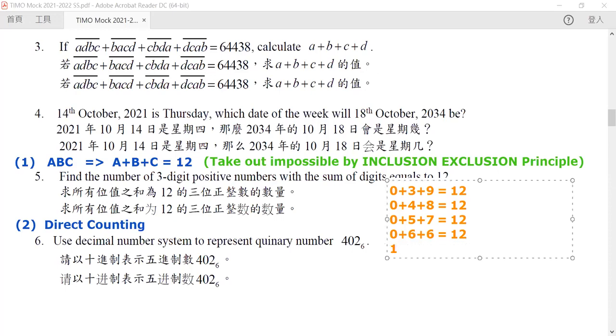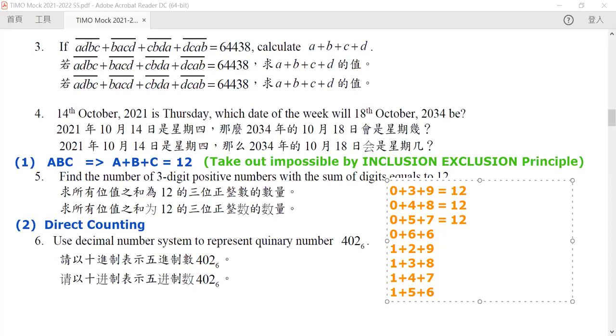Now if the first digit is equal to 1, it will be 1 plus 2 plus 9, and then I just skip the equals 12 because, as you know, this is obvious. Then 1 plus 3 plus 8, 1 plus 4 plus 7, and 1 plus 5 plus 6. And then now we go to 2: 2 plus 2 plus 8. And maybe I use a different row to compute it. Now these all sum up to 12.